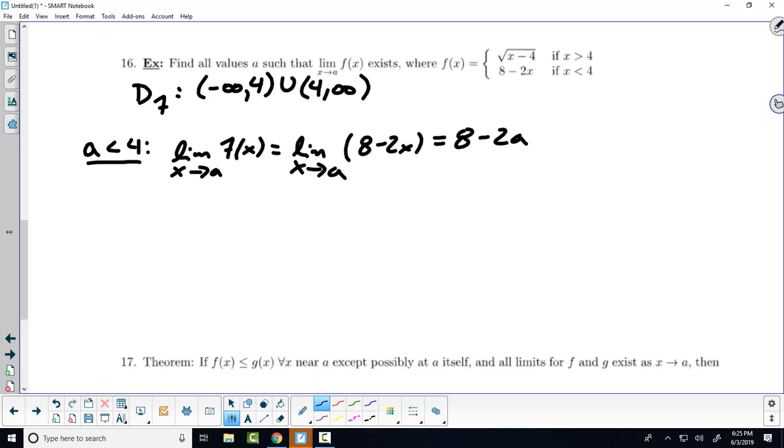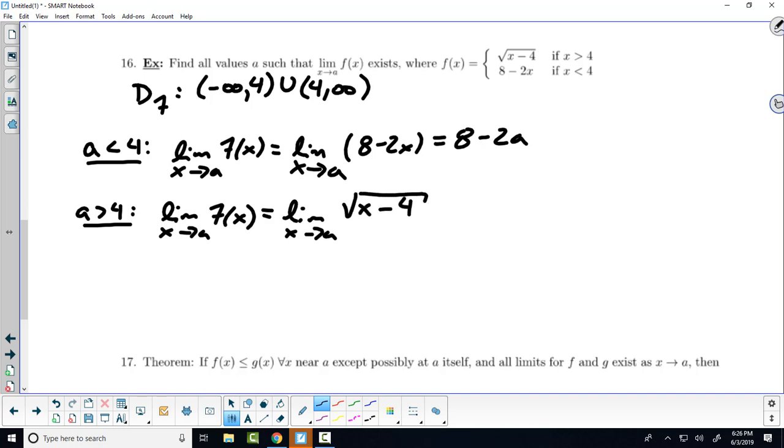Okay? What if a is greater than 4? Well, we look at the limit as x approaches a of f of x. That's the limit as x approaches a of what? What rule are we going to use here? Root x minus 4. Yeah, the square root of x minus 4. Can I say with certainty that I can use this rule? Yeah, because eventually, what am I going to get close to? A. And what is a? A number bigger than 4. So eventually, I will only be looking at approaches close to something above 4. So I can certainly use this first rule.